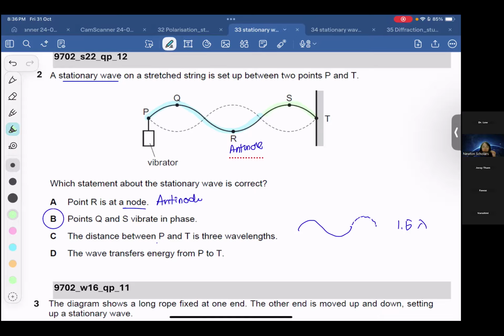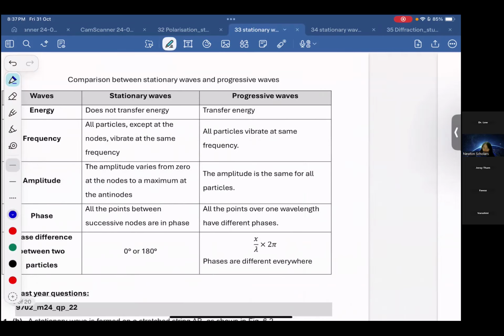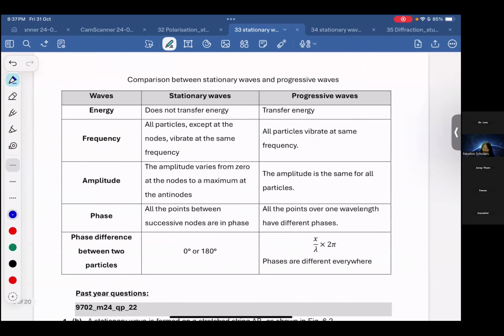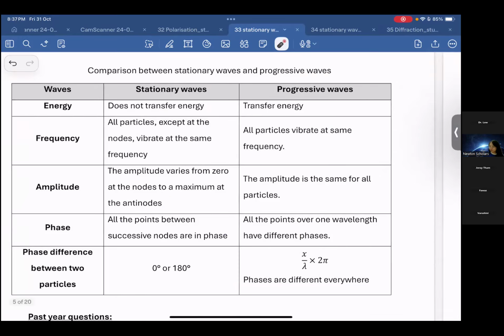Fatima, correct. Okay, this one has no energy transfer. No energy is transferred because they are stationary waves. Their wave profile doesn't move. Can you see that here? Stationary waves do not transfer energy. Their wave profile doesn't move. They just stay at their own position, up, down, up, down.